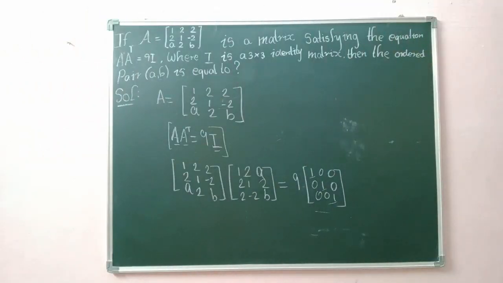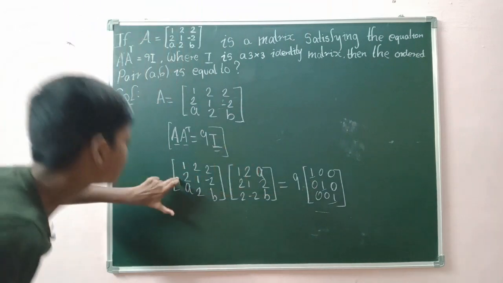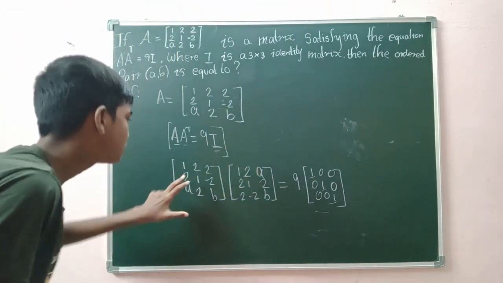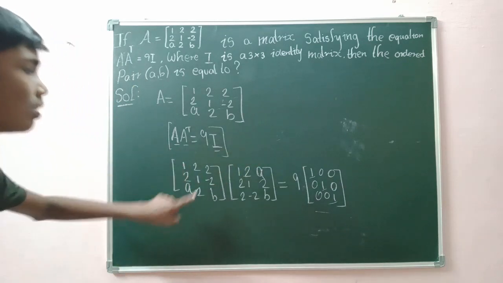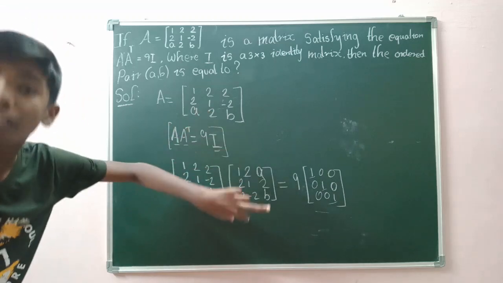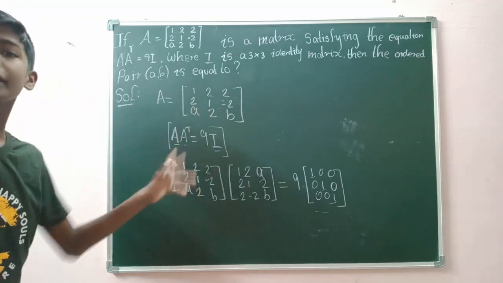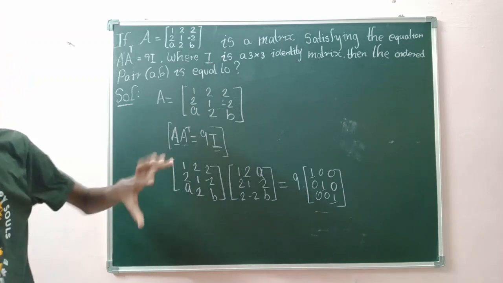This is very, very simple because you guys already know the concept of solving this. So what you will do is, it's very simple. First you will take first row into first column, second row into first column, first row into second column, first row into third column, like that you do. That's the process of multiplying two matrices.